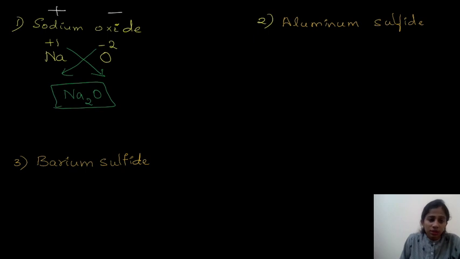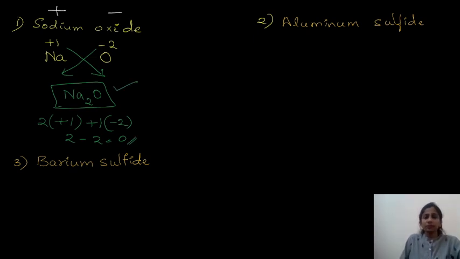Now let me check if the overall charge is 0, because the ionic compound is neutral. For sodium, the charge is +1, and you have two sodiums in the formula, so 2 times +1, plus oxygen's charge of -2. You have one oxygen, so 1 times -2, which gives the total charge 0. That means the formula is right.